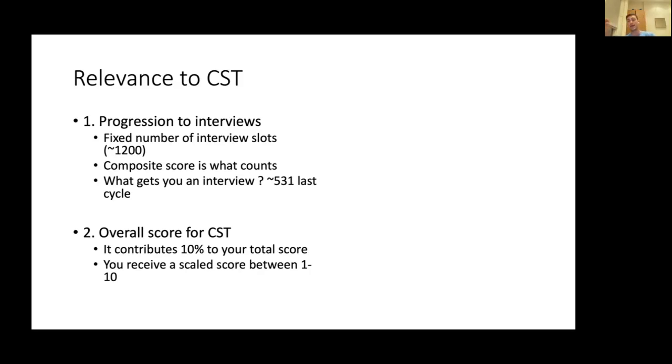The second thing it's going to have an impact on is your overall score for CST. This is the score that they add together with the portfolio and the interview to give you the total score. They scale whatever score you've got, this 531 or whatever number you've got, into something between 1 and 10, and it comes to your total score. It doesn't make a huge difference. I'm basing that off my experience, which I'll tell you about in a bit, and also that of my friends. Some people with a lower score, the scaled score doesn't seem to vary a huge amount. The long and short of it is, if you have a score that's high enough to get you to interview, it's probably not going to make a huge difference for your overall score.